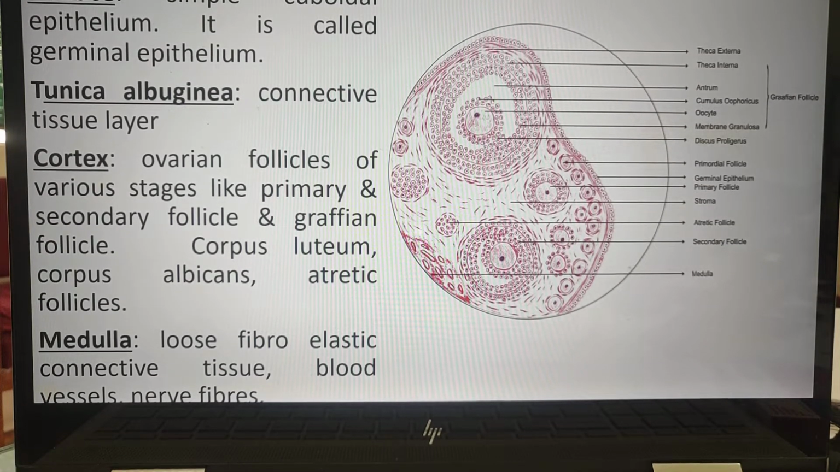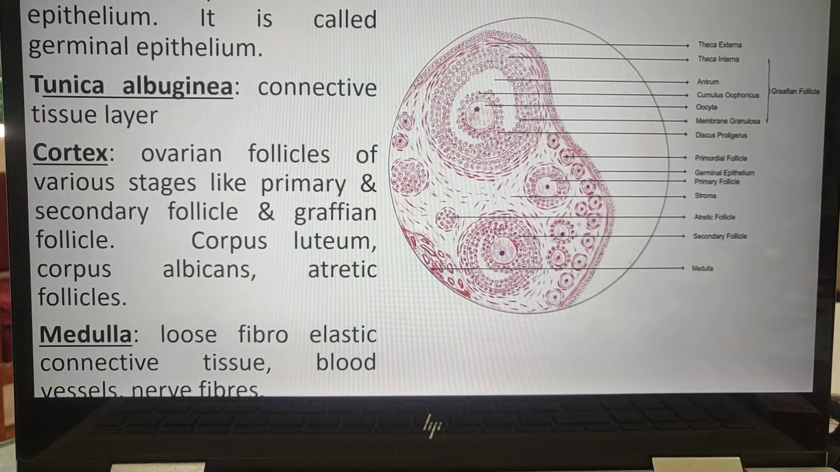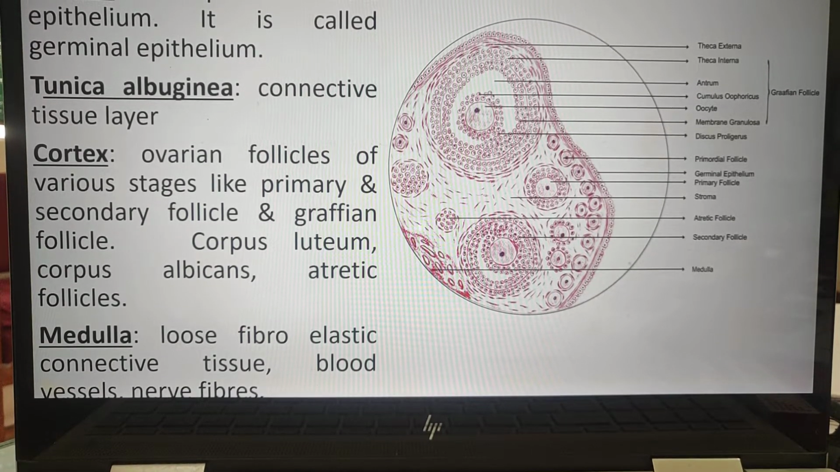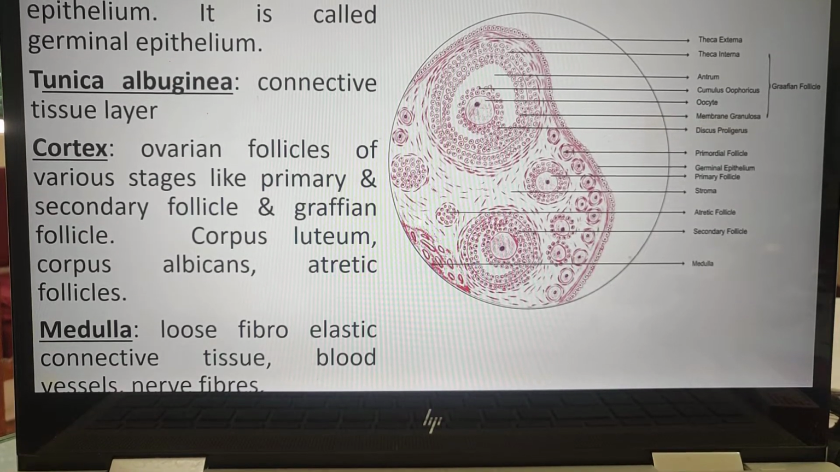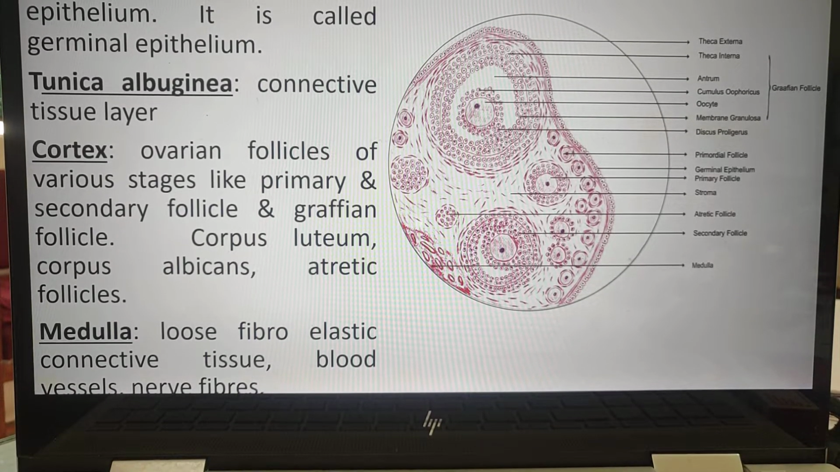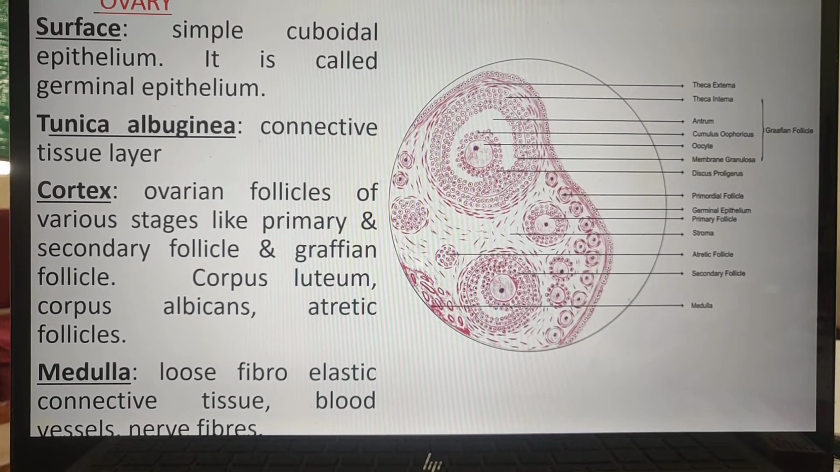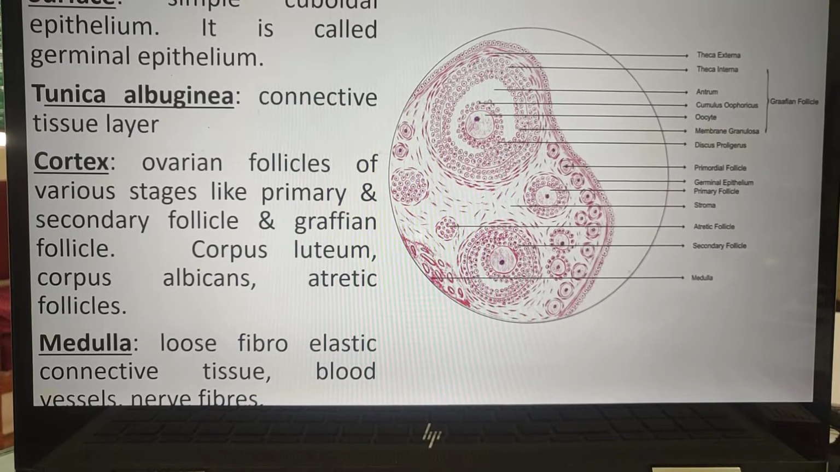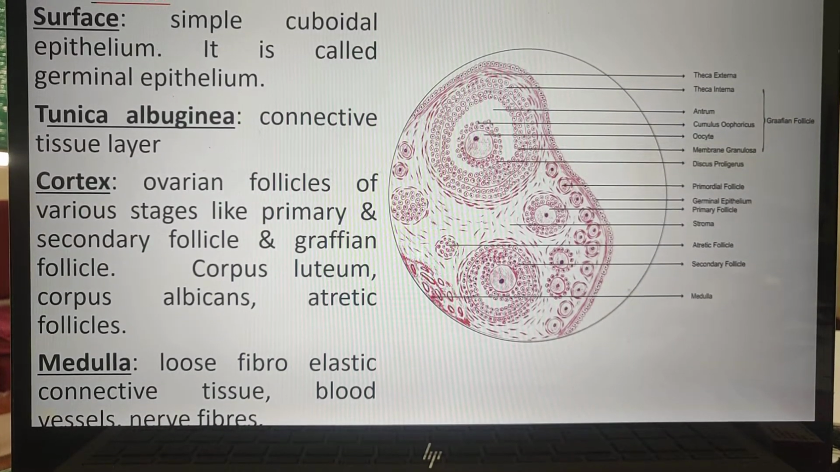Cortex: the ovarian follicles of various stages, like primary and secondary follicles and the Graafian follicle, also called the mature follicle. After ovulation, there are the corpus luteum, corpus albicans and atretic follicles. Inside the medulla, you can see loose fibroelastic connective tissue, blood vessels and nerve fibers.